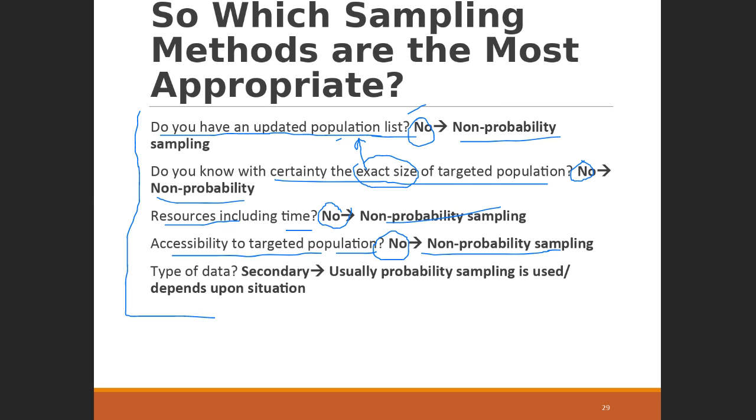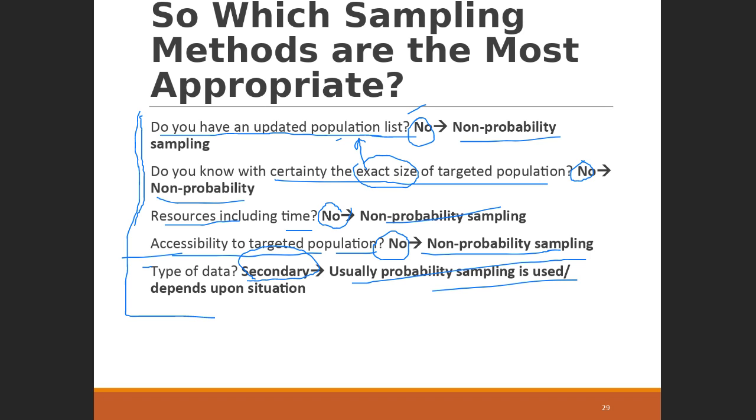What is your type of data? If you are using secondary data, then usually probability sampling is used. You can also use other strategies with secondary data, depending upon the situation. But most often when you are using secondary data, you can use probability sampling strategies more conveniently. So you need to ask these questions before deciding upon your sampling strategy.